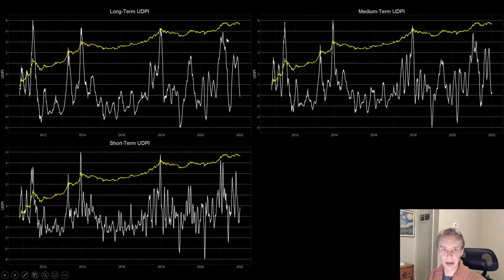And because all of these were at similar risk levels, the long term, the medium term, and the short term were all in high risk territory during that time, that would suggest that this is really an overheated point in the market where a correction is likely to be following. And that's indeed what we ended up seeing.